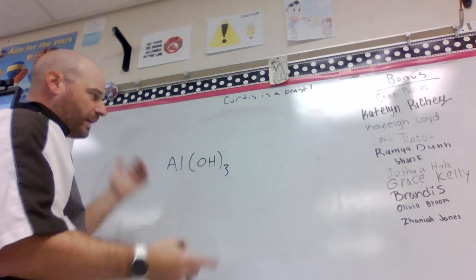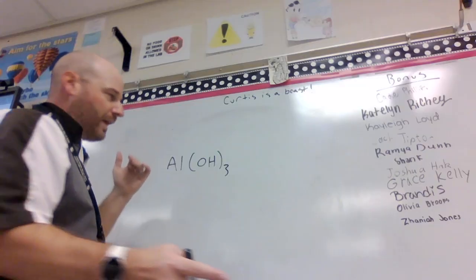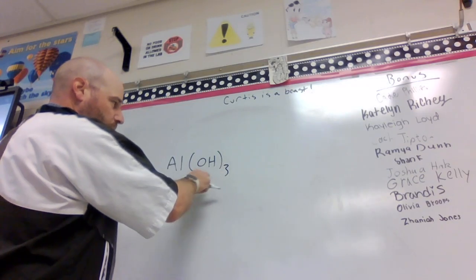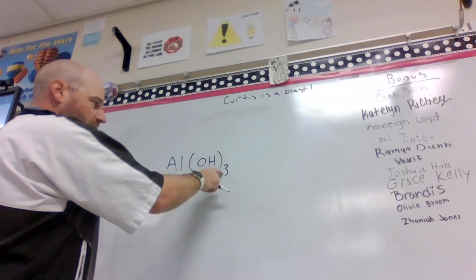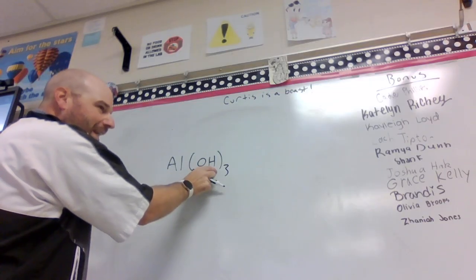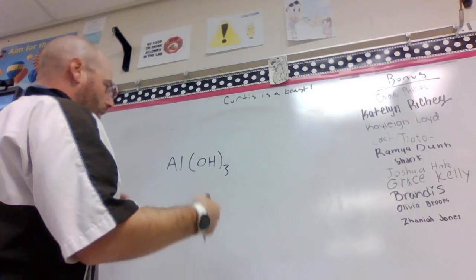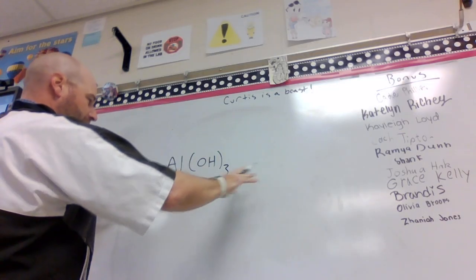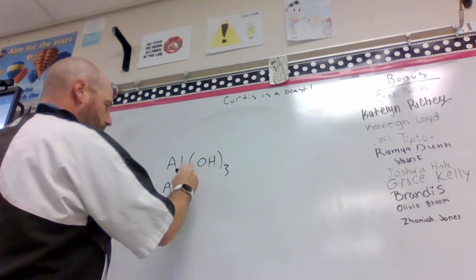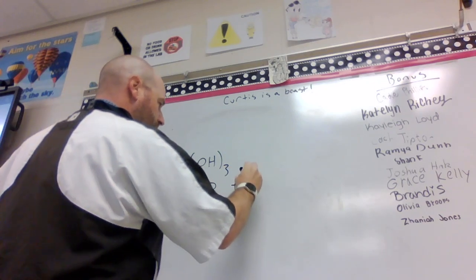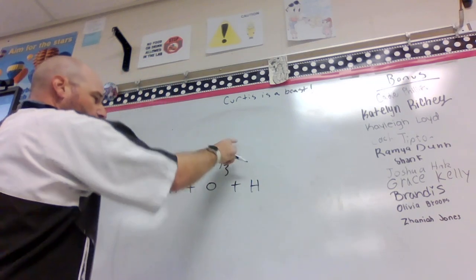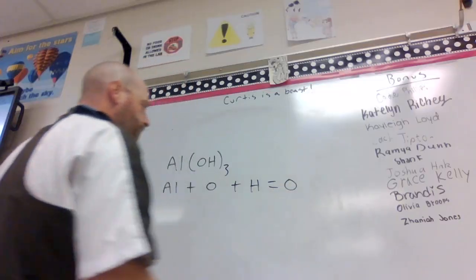Now, this is just upping it up one step, but you guys already know that when we have parentheses right here, we're distributing that in. That subscript 3 is saying we have 3 molecules of hydroxide. That's what that's telling us. So now I'm going to go ahead and give everybody their own space here. So aluminum plus my oxygen plus my hydrogen right there. No charge, so it's going to equate to 0.